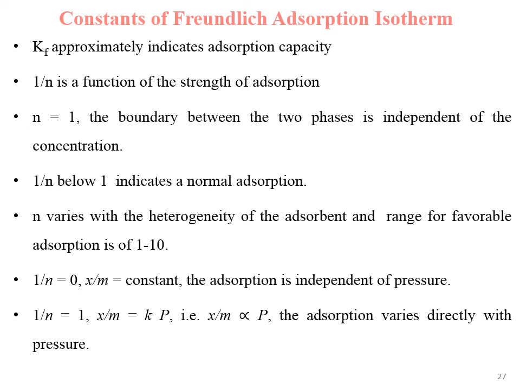And the n varies with the heterogeneity of the adsorbent, and its value may be in the range of 1 to 10 when the process of adsorption is favorable. And if 1 over n is equal to 0, then x over m will be equal to constant, and it shows the adsorption is independent of pressure.